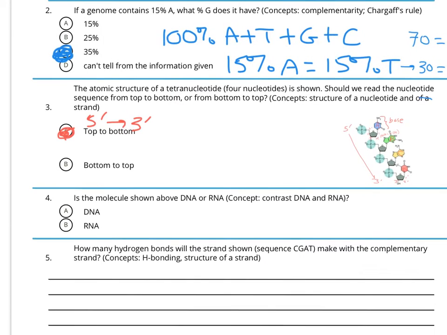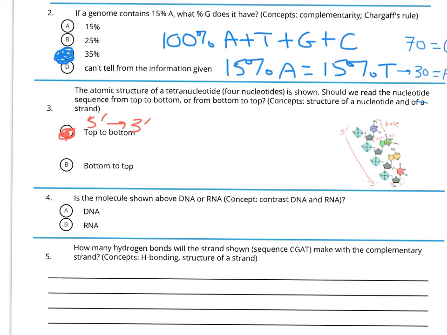Now, I already mentioned in the answer to the previous question, this molecule is DNA because at the 2' carbon there is no OH. And as one of you pointed out in class yesterday, the other reason that we know this is DNA and not RNA is that one of those nucleotides is thymine, which is only found in DNA. Uracil would be found in RNA.